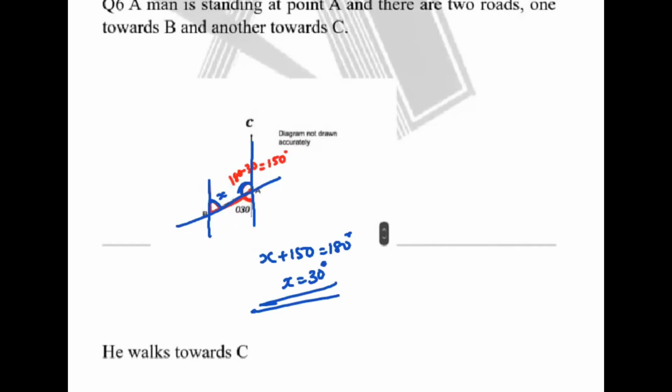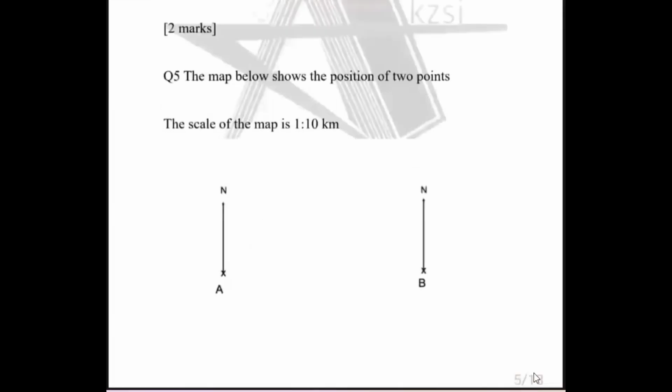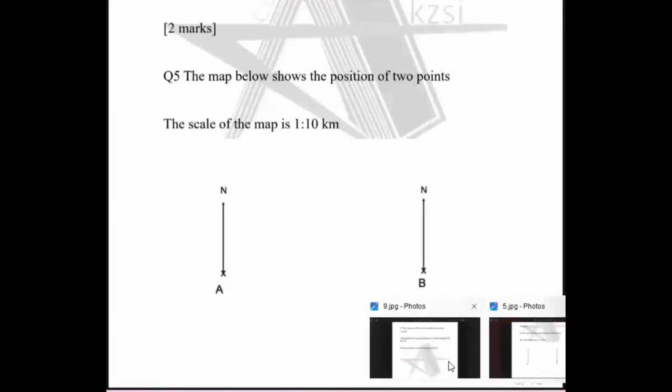Now let me move on to the next question. Question 7 says the diagram in question 5 shows the position of two points A and B. A third point C has a bearing of 100 degrees from A and has a bearing of 210 degrees from B. In the space below, show the position of point C. So the diagram of question 5 has given the two points A and B. So let me see that diagram. This is the diagram and we have the positions of A and B. We have to locate point C here and we have to use the information given.